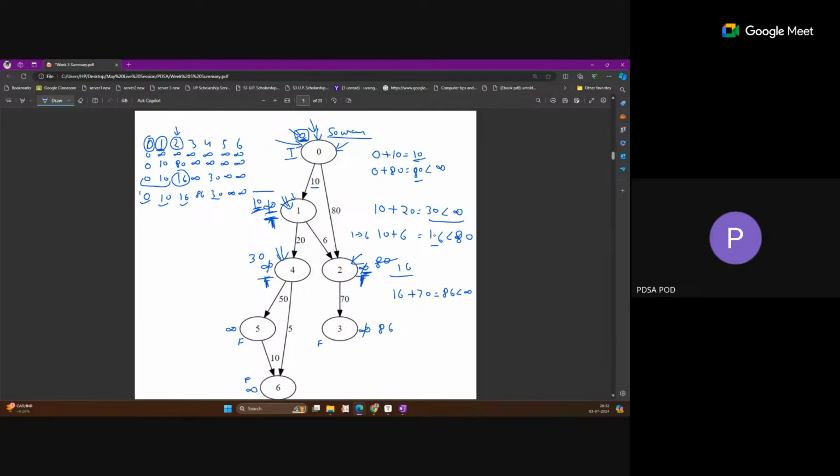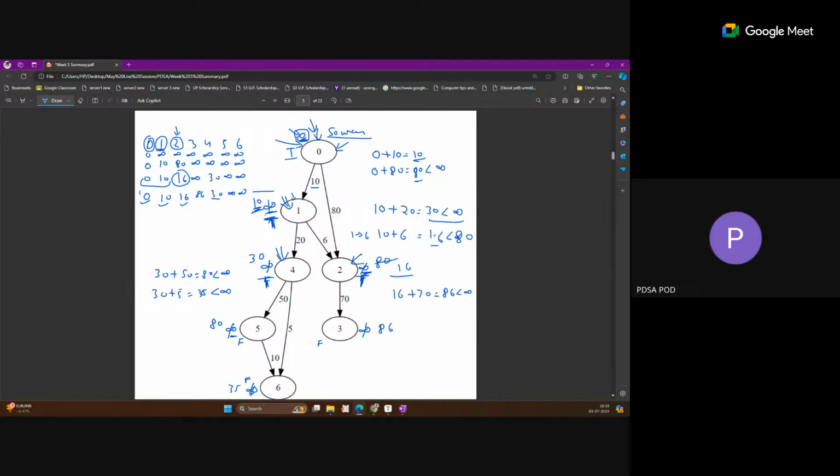And what is the movement from this? So 4 to 5 we can traverse, 4 to 6 we can traverse. If we are traversing 4 to 5, that means 30 plus 50. So this is 80, which is lesser than the previous value, infinite. Okay, so 80 we will update. Same for 4 to 6. So 4 to 6 will be 30 plus 5, which is 35, which is lesser than the previous value infinite. So we will update this to 35. Okay, so this will become 35.